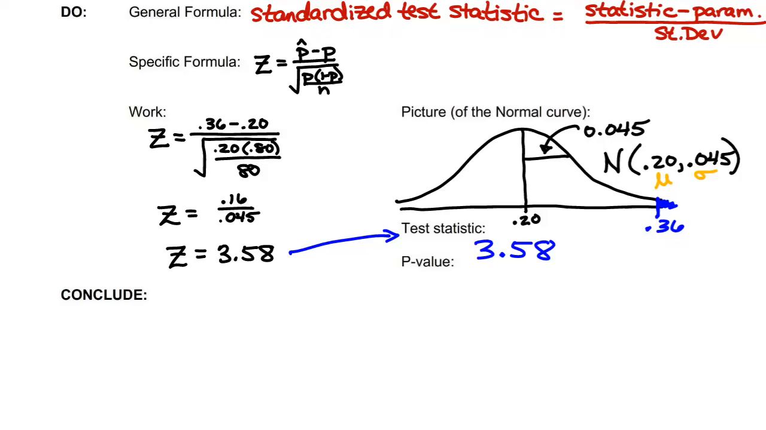Think about our empirical rule. 68, 95, 99.7. So already we're looking at most 2.5%. But we're more than 3 standard deviations away. What do we get for a p-value? 0.00019. That sounds about right. So what is our conclusion?